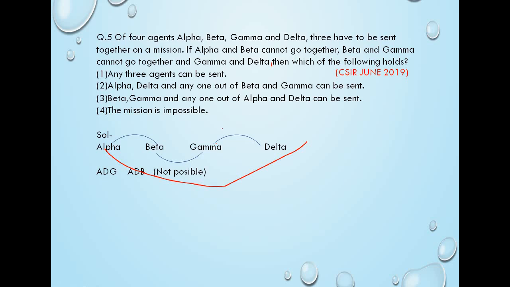No, it cannot be possible, because if alpha and delta are together and you send beta with them, then alpha and beta cannot go together. And if you send gamma with them, then gamma and delta cannot go together. So the second statement is false. Similarly, the third statement is also false. So the only possible statement is that the mission is impossible, because whenever you try to send 3, 2 out of those 3 cannot go together.